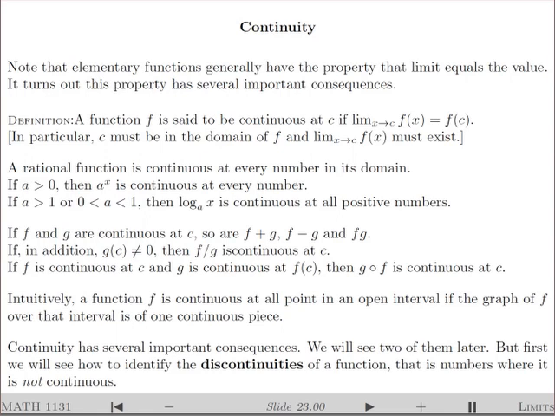Let's start with the definition. We say a function f is continuous at a number c if the limit as x approaches c of f of x equals f of c.